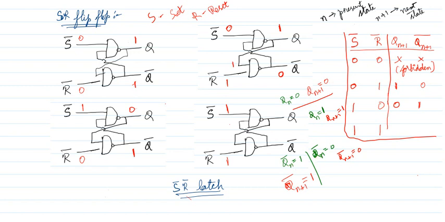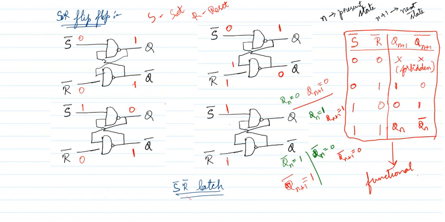So I can write the conclusion here. When the input is S bar is 1, R bar is 1, I can conclude that Qn plus 1 is equal to Qn. Similarly, Qn plus 1 bar is Qn bar. This table is called the functional table of the SR latch.